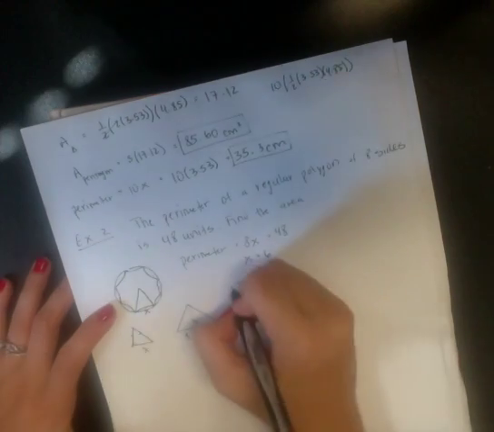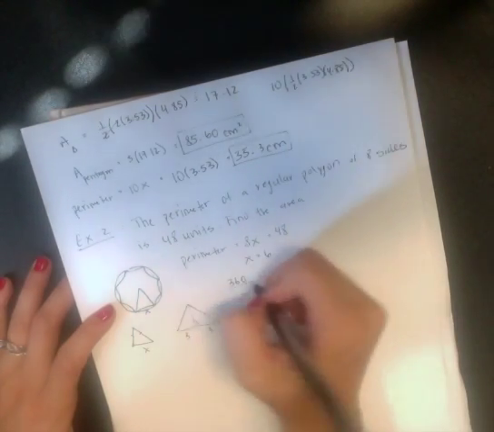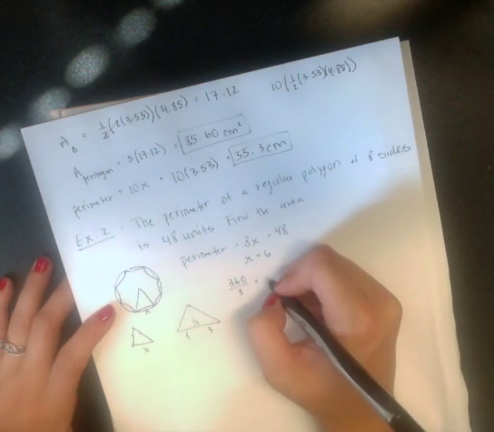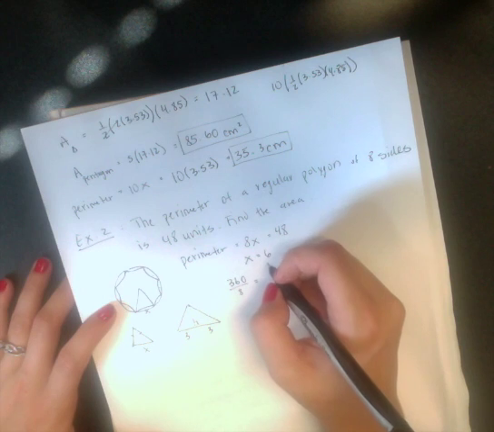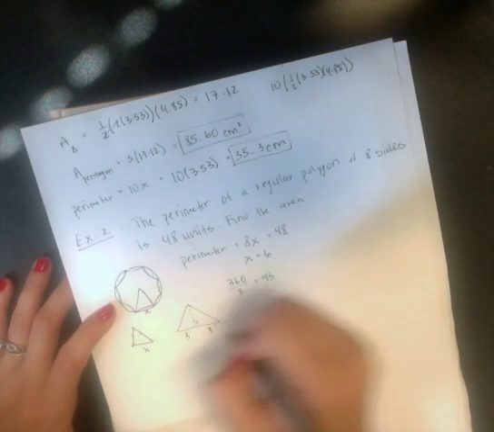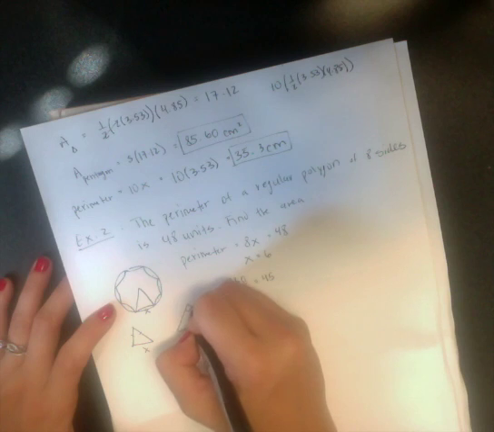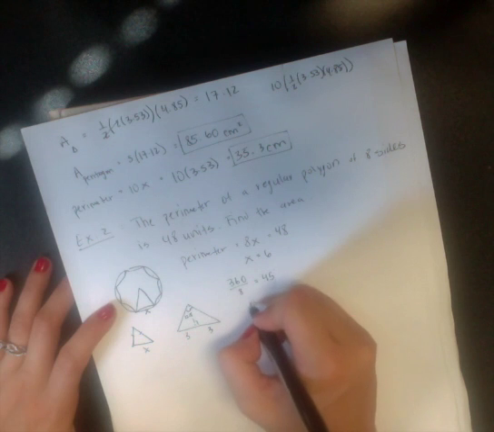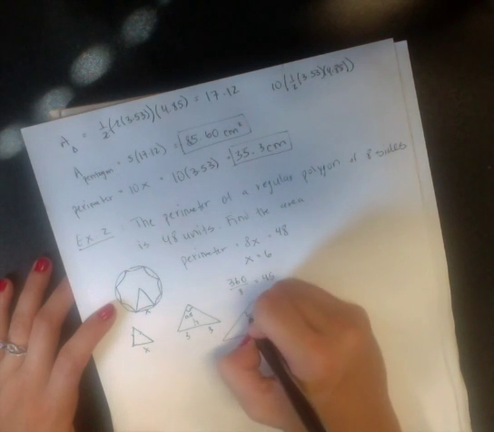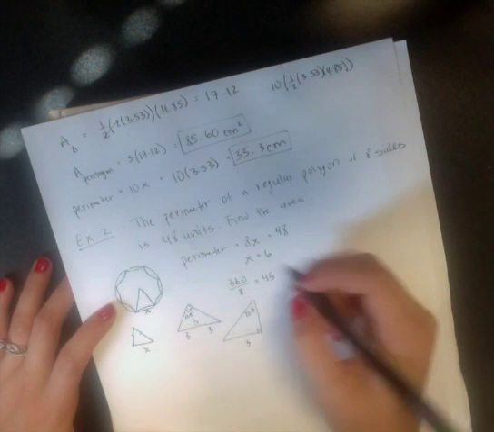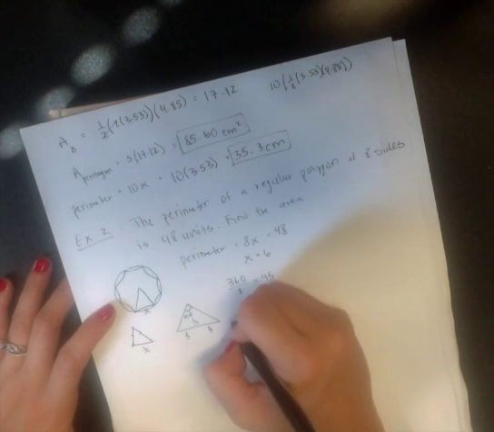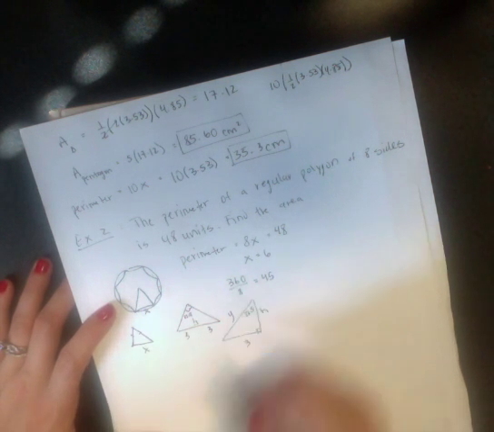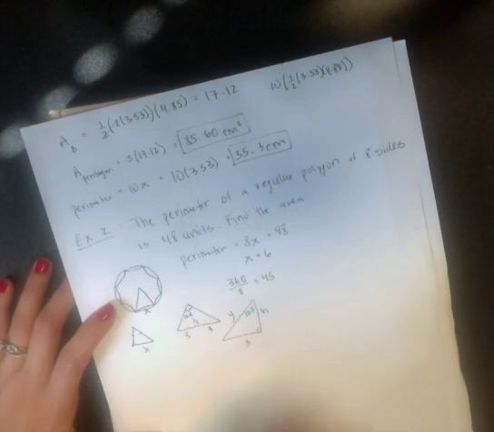Okay? I do the same thing to find my angle. 360 divided by my number of triangles, which is 8, gives me 45 degrees, meaning that each of these is 22.5. So let me redraw my half triangle. This is 22.5. This is 3. This is my height, and this is my, let's call it Y. Okay. I don't need to find Y. I just need to find H.